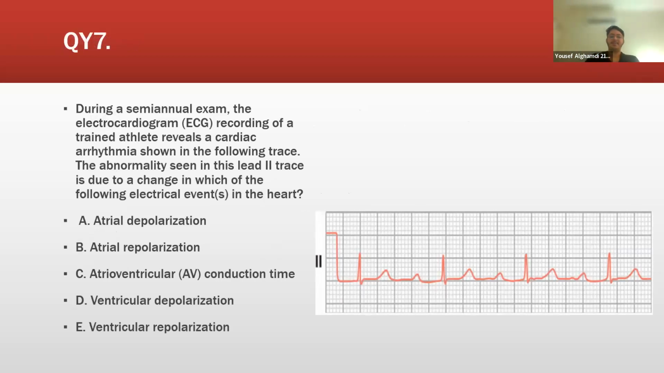Okay. So if you are a third year student, you would look at this and you would immediately know what's wrong. Let's hope you guys do too. During a semi-annual exam, the ECG recording of a trained athlete reveals the cardiac arrhythmia shown in the following trace. The abnormality seen in this lead 2 trace is due to a change in which of the following electrical events of the heart?